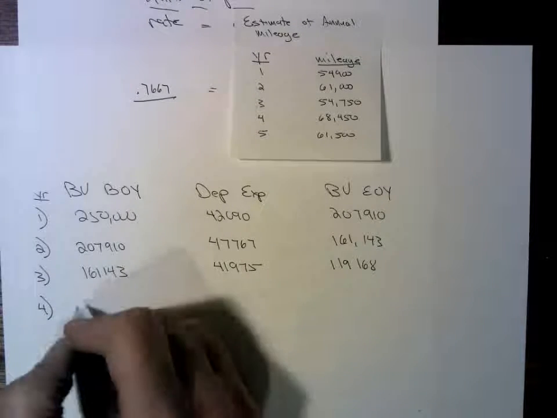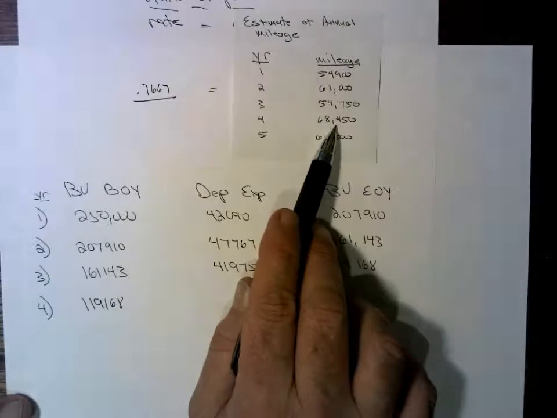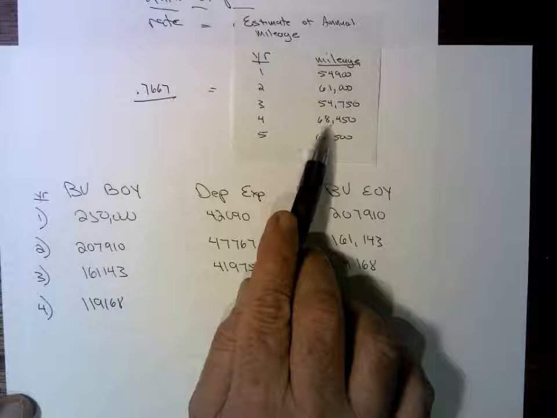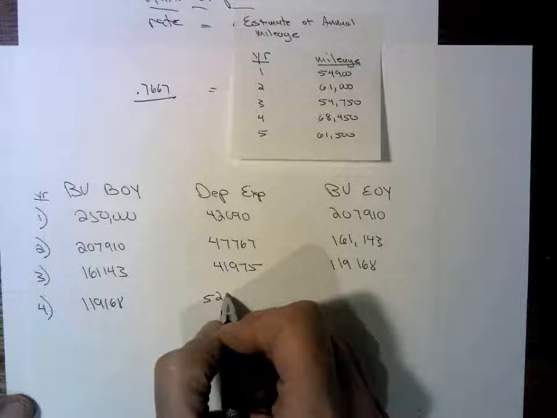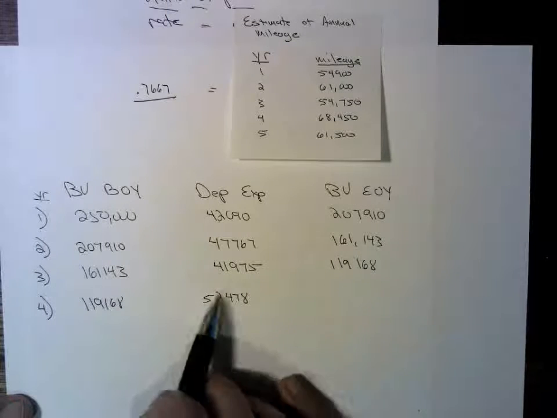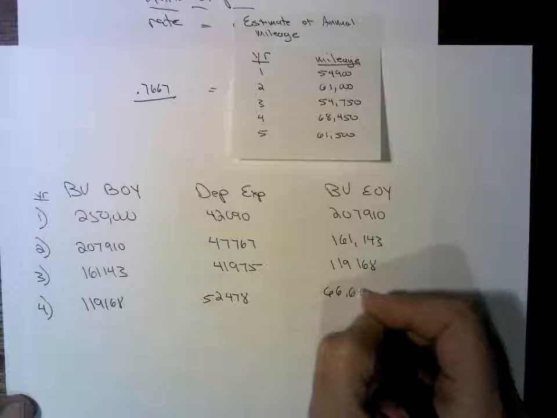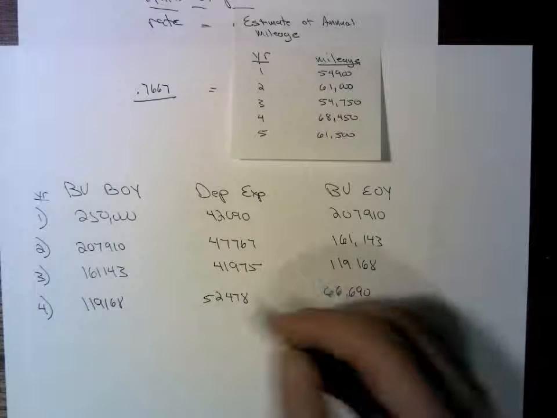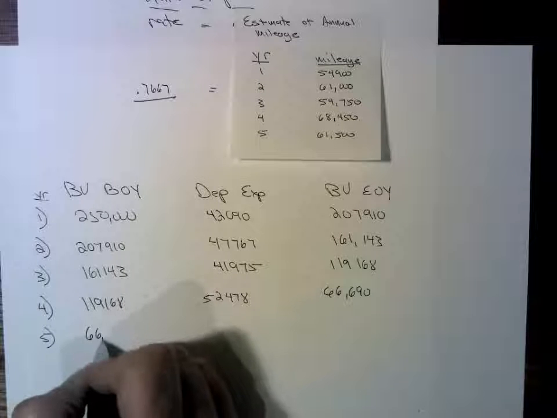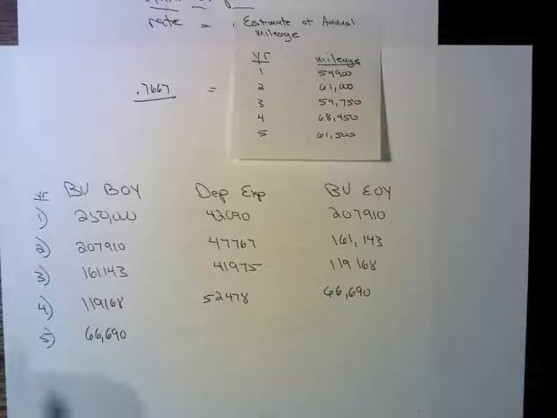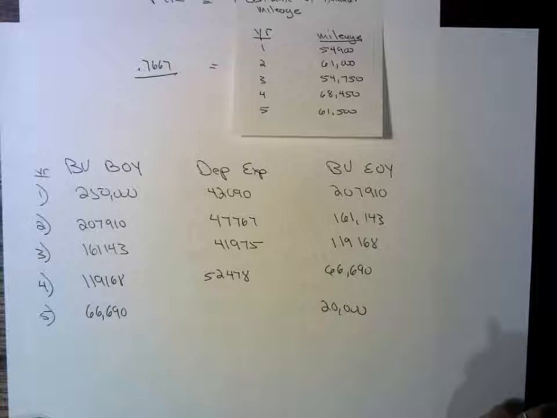The fourth year, 119,168. In year four, we drive a lot of miles, 68,450 miles times our rate. So this is going to be our biggest number yet: 52,478. And wash that against the 119, and that gives me 66,690. So there I'm at the end of four years. You can see that doesn't have a pattern. It just depends on how many miles we've driven. So I know I'm at 66,690. I know that at the end of the fifth year, this has to be $20,000.